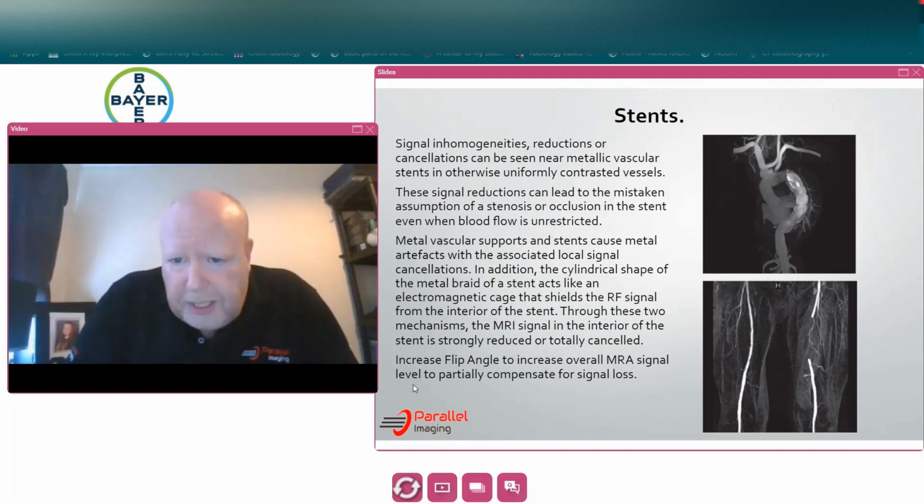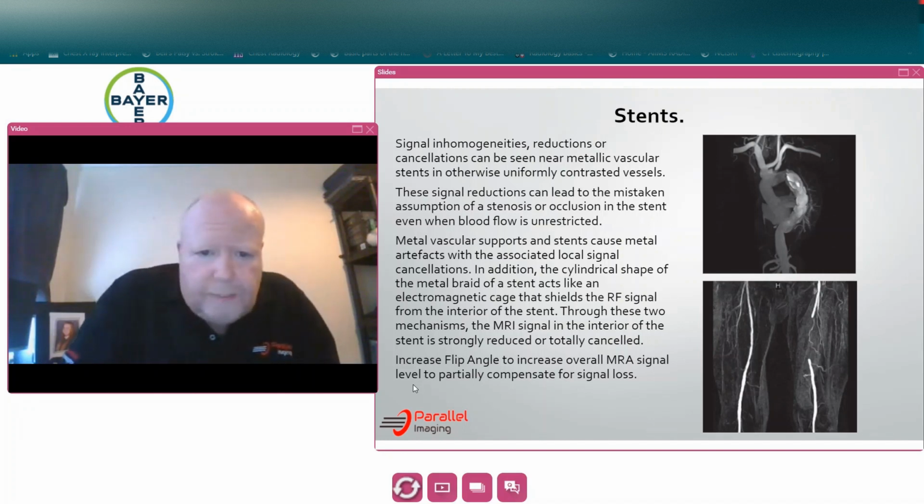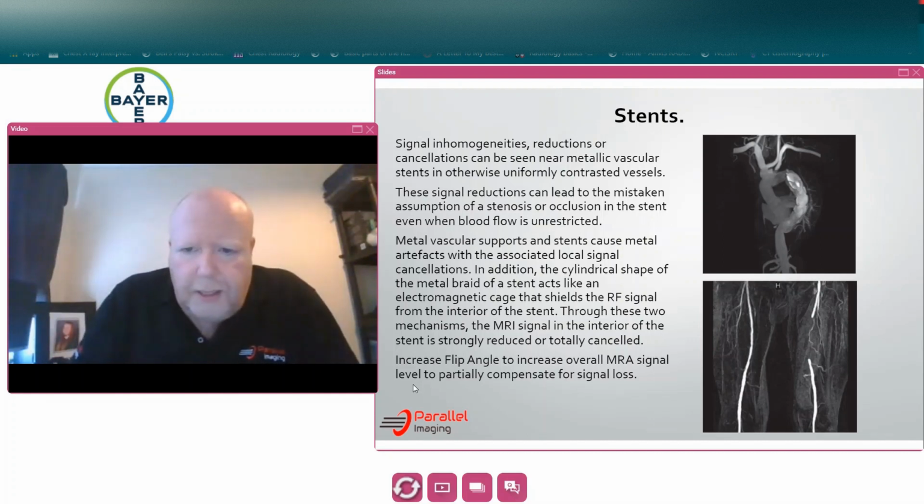So you can probably see on the bottom right-hand image, it's more apparent where this patient has obviously got a femoral stent in place. There's absolutely no contrast within that region, but you can see that contrast is flowing freely, superior and inferior. So that image is due to a stent and not due to an occlusion. So one of the things that you can do is just consider increasing your flip angle within the sequence to increase the overall MRA signal, and it'll partially compensate for this kind of signal loss.